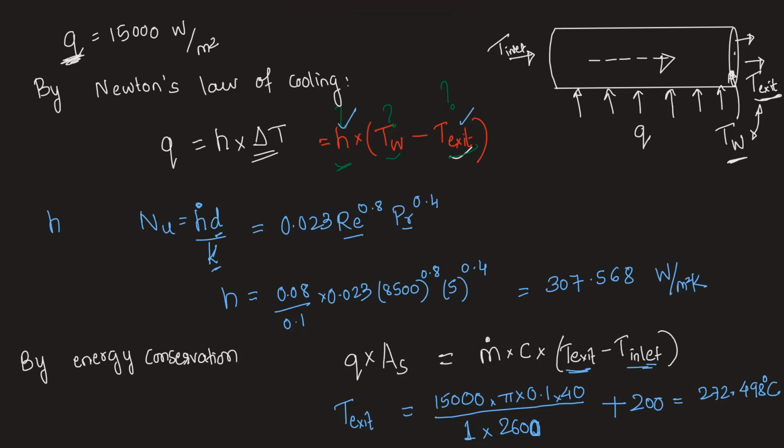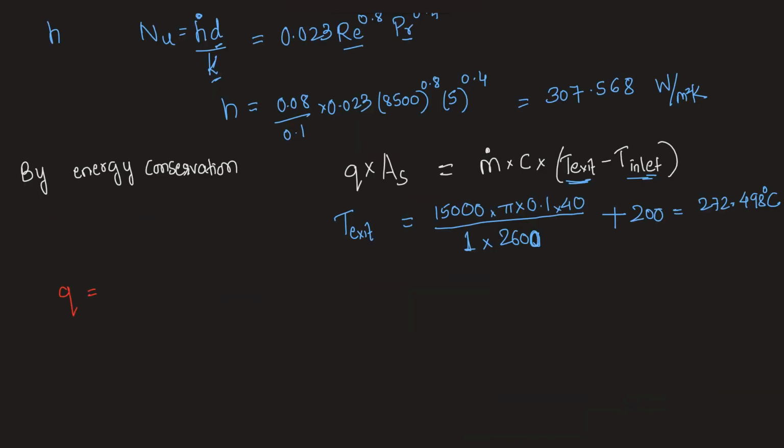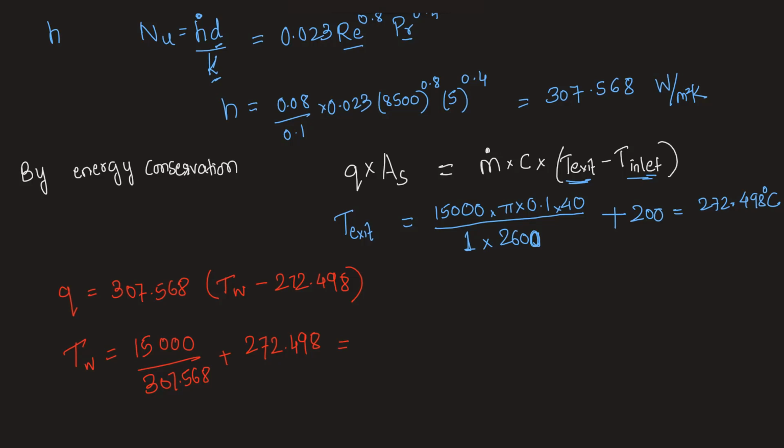Now we have T exit, we have H value, we can find the wall temperature by using this equation. Let this be 1. Putting the values of T exit and H in 1, we have Q equal to H, that is 307.568, into wall temperature, which is unknown, minus 272.498. Putting the value of Q and rearranging gives wall temperature TW equal to 15,000 upon 307.568 plus 272.498. This gives us the wall temperature as 321.268 degrees Celsius. But we need to round it off to the nearest integer, so this will be approximately 321 degrees Celsius.